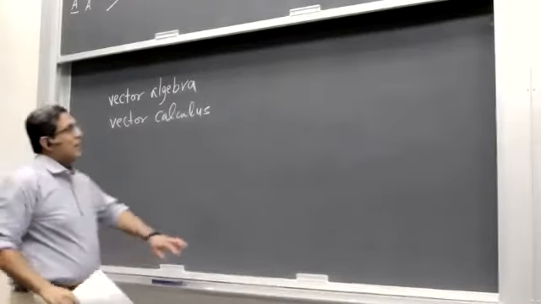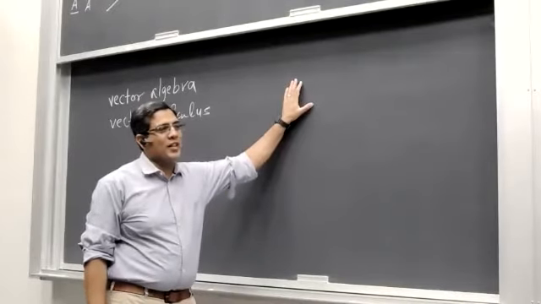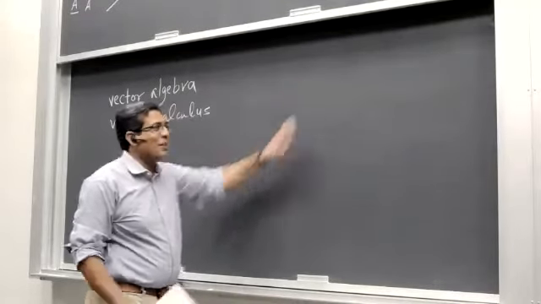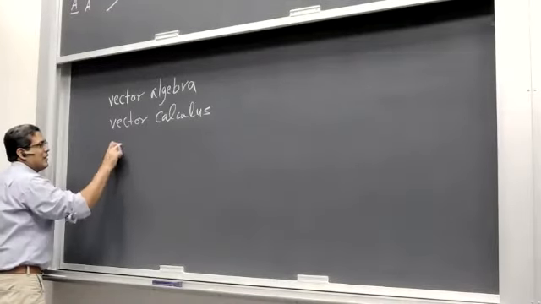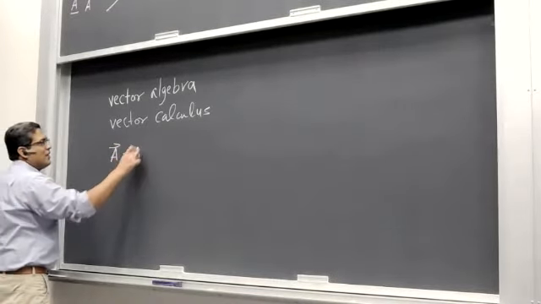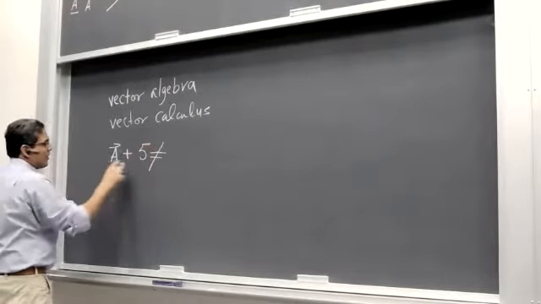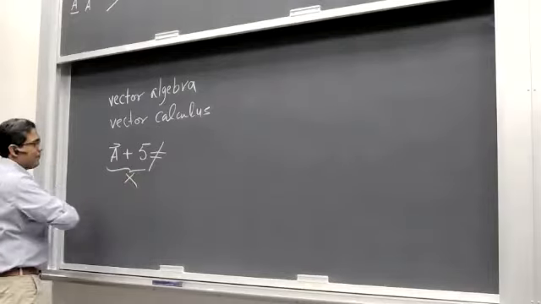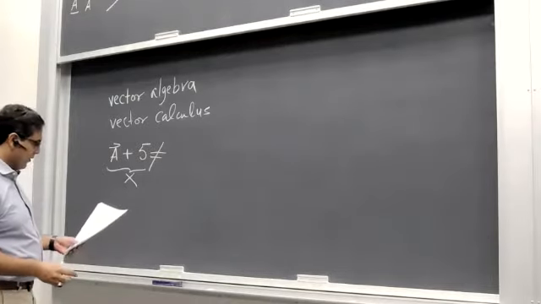In a similar way, you can't add the amount of sugar, the weight of sugar, plus the weight of salt. In a similar way, you cannot add a vector with a scalar. This is not allowed. This is incorrect. You can't do that. So let me explain this by an example, all right?